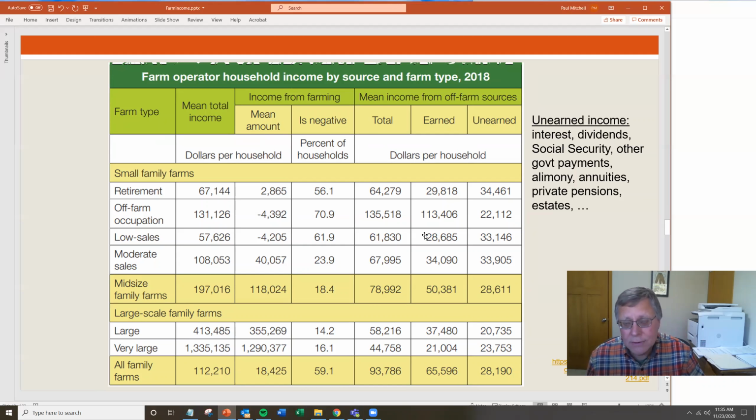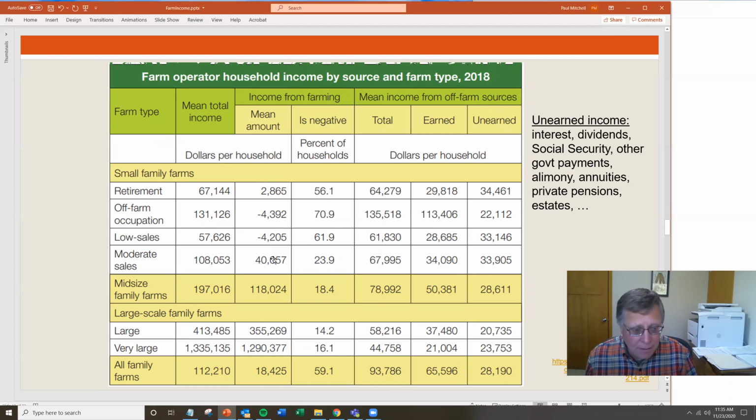Unearned income is things like interest and dividends from retirement systems, Social Security benefits. The other big one there is other government payments. That's where some of these other farm program payments will show up, as well as alimony, annuities, private pensions, estates, various sources of retirement incomes. But you'll see there that group is losing money as farmers, making up for it with off-farm income, but they consider themselves full-time farmers.